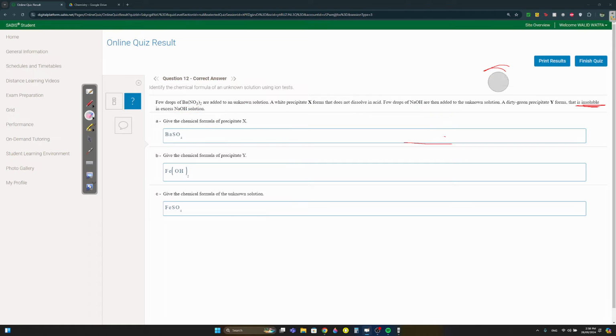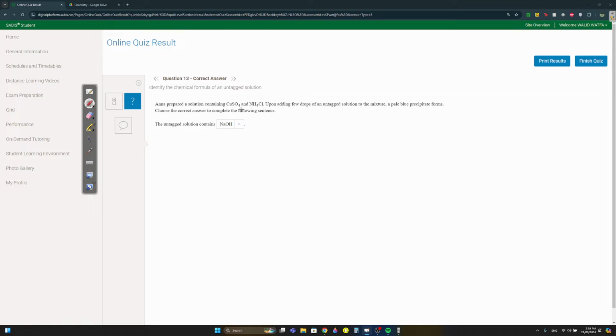So this solution, what did we find out? We found out it contained SO4 from getting the white precipitate. Then we found out it contains Fe. Right? So what is the formula? It's FeSO4. Question 13.